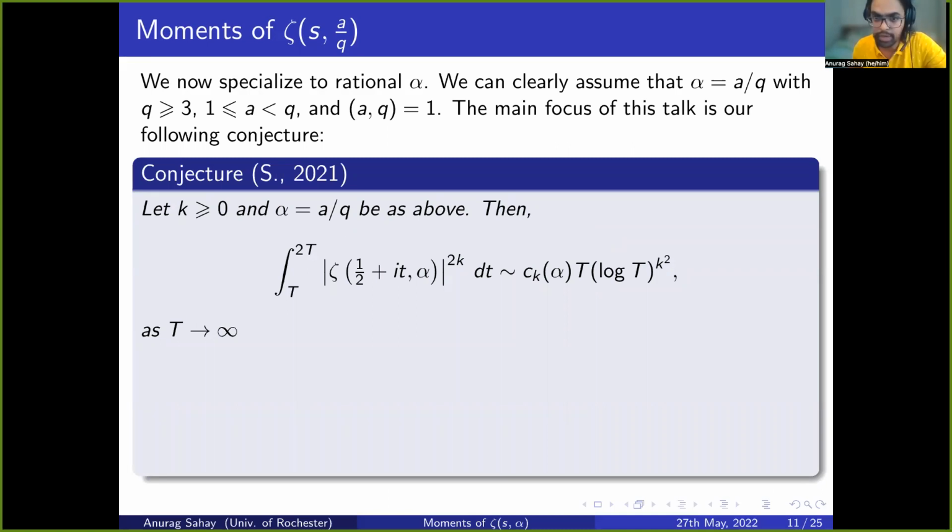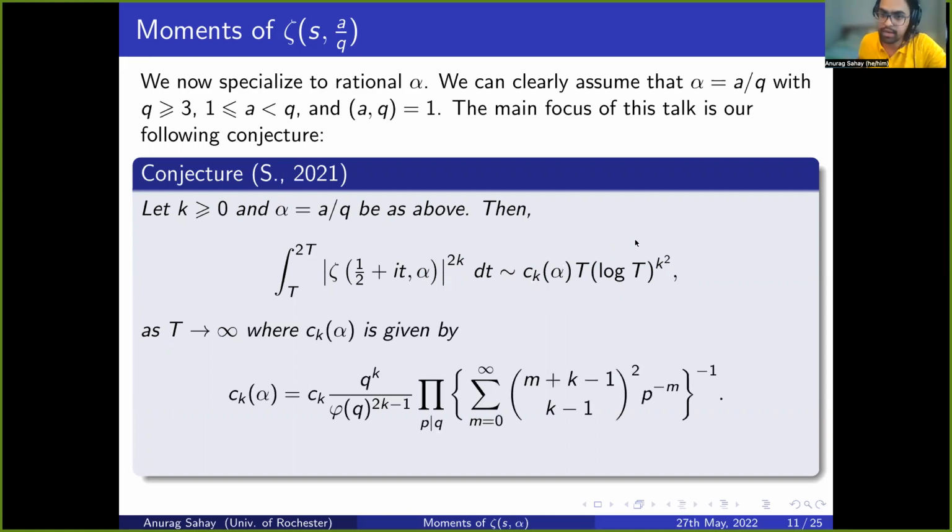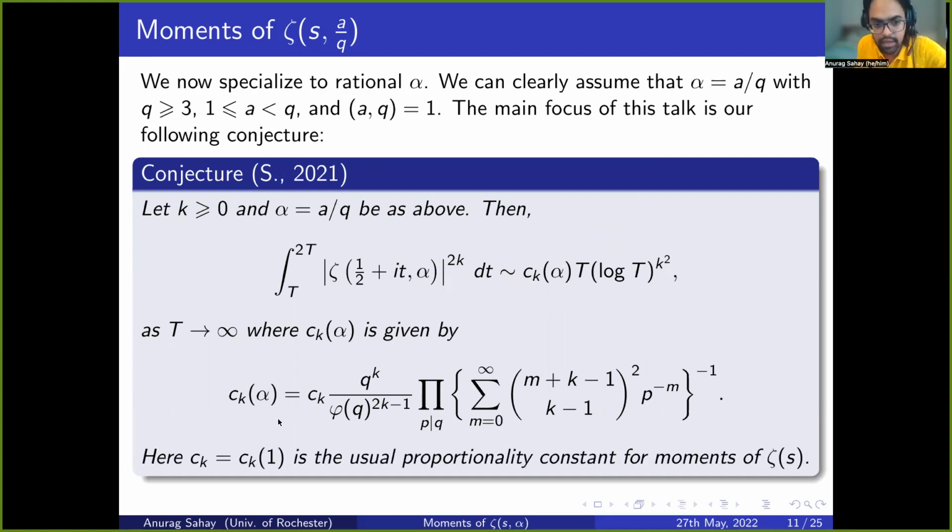It is the shape you would expect. And actually, the main thing in this conjecture is what this constant c_k(alpha) is. I have an explicit expression for this constant that I won't really go into. All I will say is that this c_k on this side is the usual constant for the moments of zeta. So you basically have the constant for zeta multiplied by some Euler product that depends on q. The other thing I want you to notice is that c_k(alpha) doesn't depend on A in any way. That's actually quite straightforward to see, and hopefully we'll see it in a couple of slides.